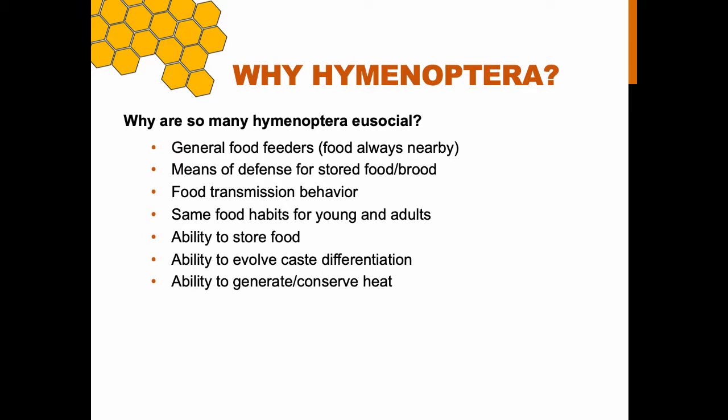They have food transmission behavior. Most hymenoptera have the ability to swap food between individuals by regurgitating some of it and sharing it, so that weaker members of a colony can be supported by stronger ones, and also so that members of the colony that don't go out hunting for food can still survive. The young and adults tend to eat the same thing, so you don't need to deal with having different life stages of food, the ability to store food, the ability to evolve caste differentiation, that they can have workers and queens, and also the ability to generate and conserve heat.